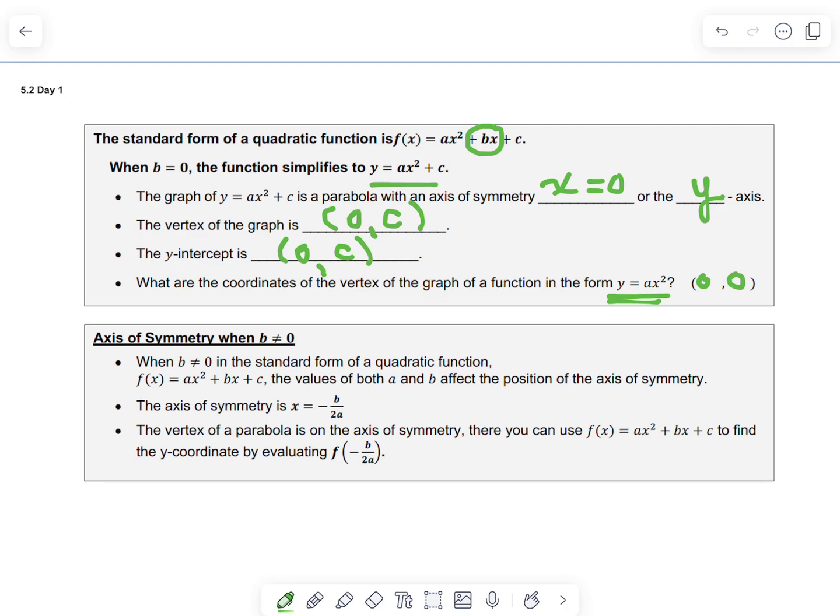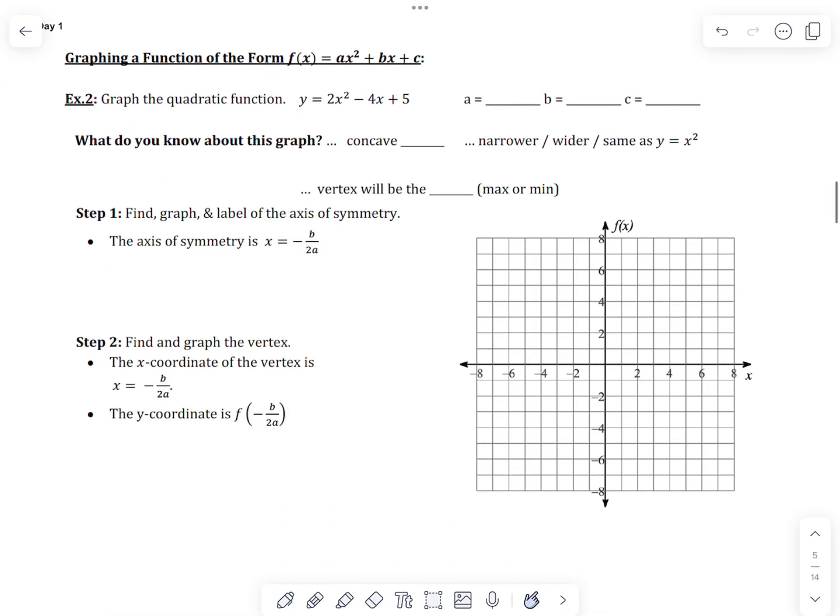When we have the axis of symmetry and we want to find it and the b is not 0, we're going to follow these steps here. So you can go ahead and pause if you want to, and then we're going to do some examples. So here's an example where we're going to give you a function in standard form. So we first want to identify the a. So the a value is 2. The b value is -4. And then the c is 5.